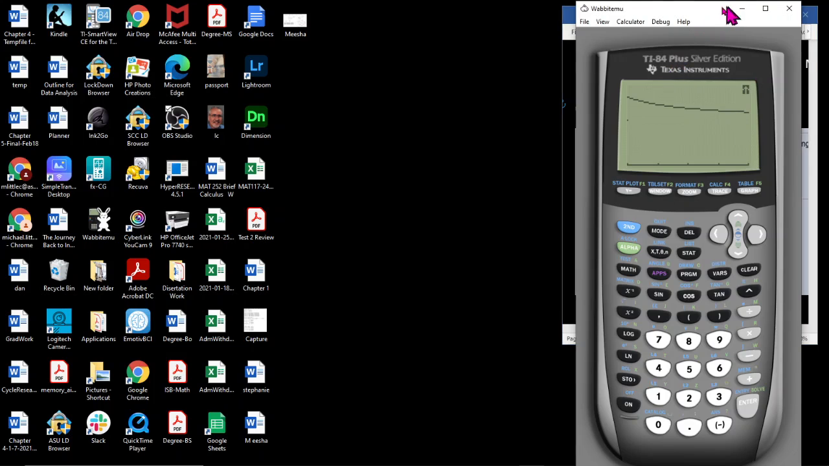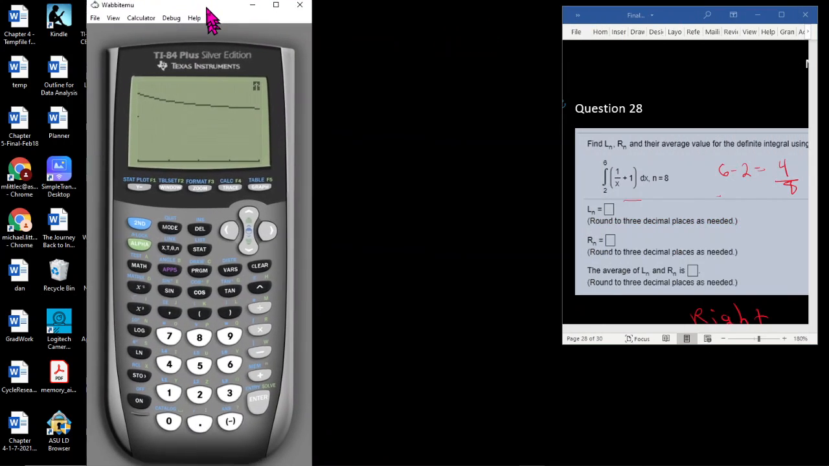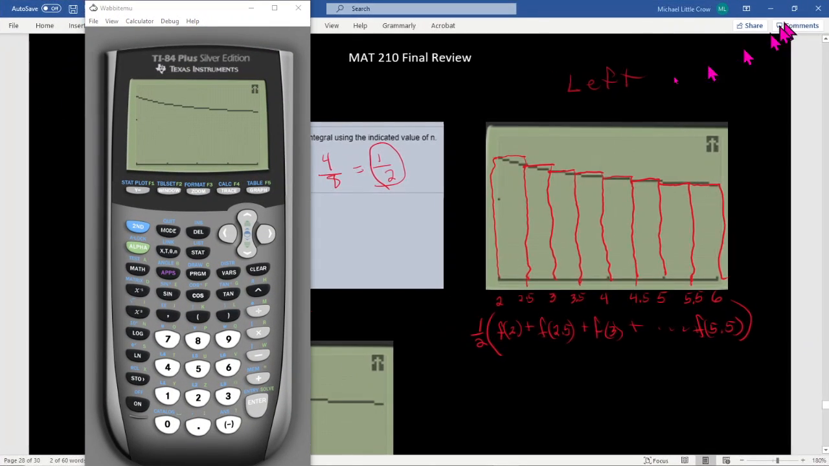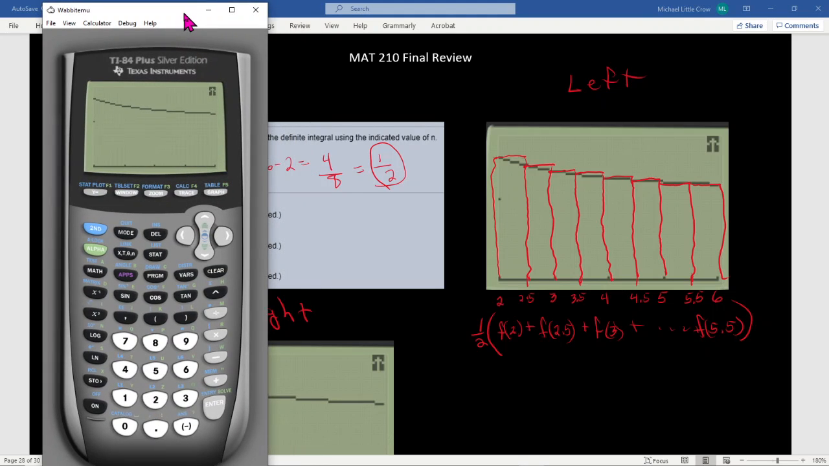Why did you do that to me? We're going to go directly, these computers just start doing whatever they want to do. We're going to go directly to the table. Well, sort of. We're going to set up the table set.